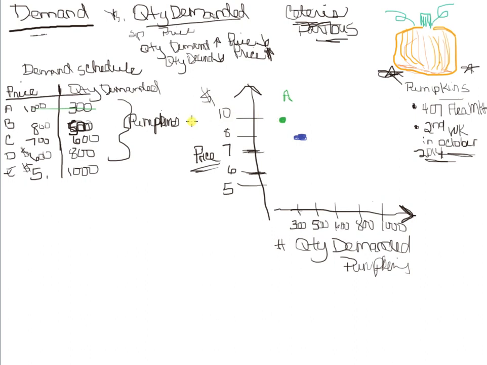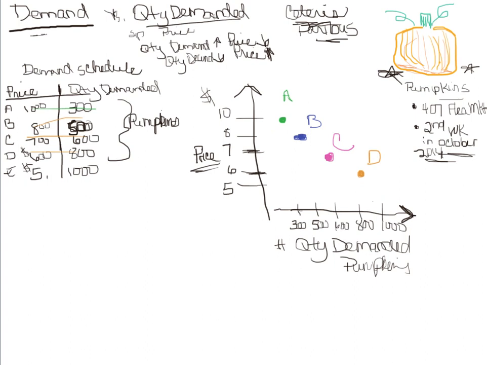I'm going to stretch that out a little bit so it fits better. Scenario B. And then let's go ahead and do scenario C at the $7 meeting place. Scenario C. And at 800 pumpkins demanded and $6, that's scenario D. We'll mark all these out.